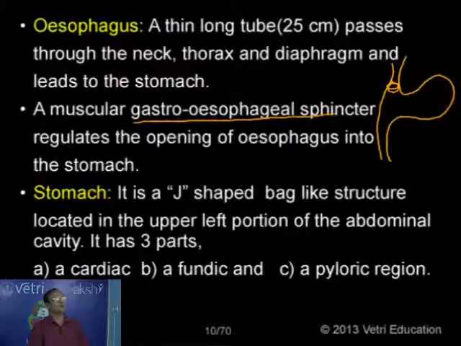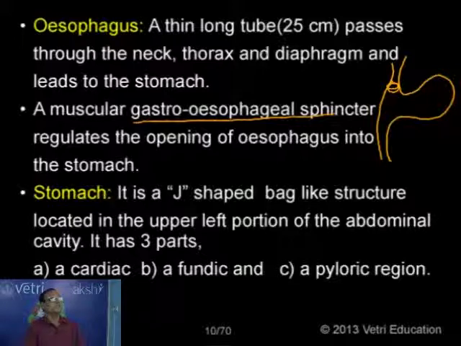Then, about the stomach. Normally the stomach is a J-shaped organ, a bag-like structure. The volume varies from one individual to another. It can accommodate nearly 1.5 to 2 liters. It is normally located on the left side of the abdominal cavity, just below the diaphragm, not on the right side. On the right side we have the liver; on the left side we have the stomach, just below the diaphragm.